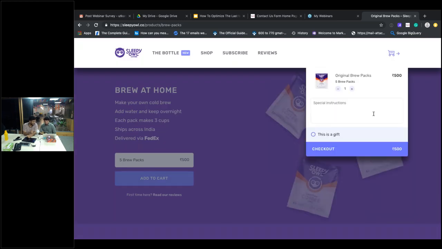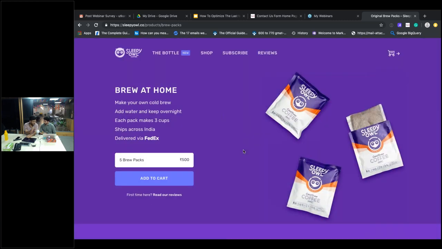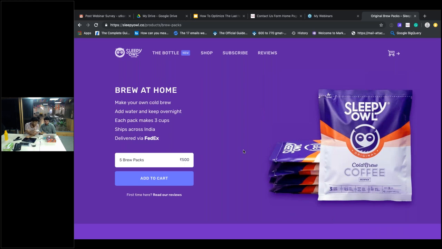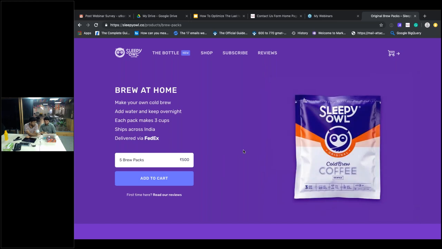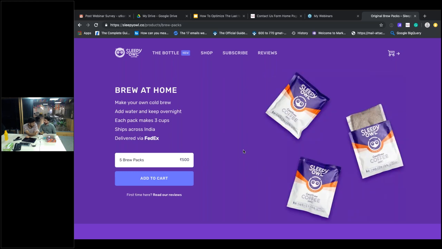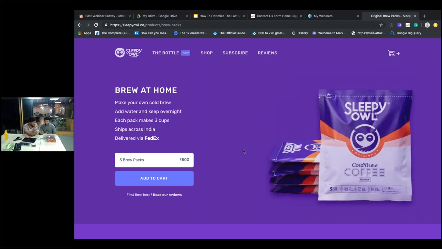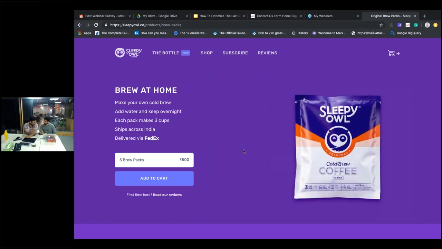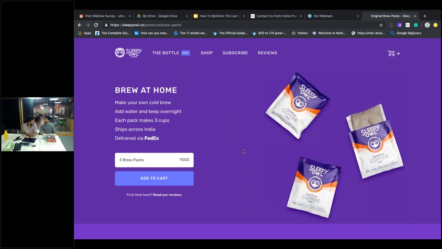It's an Indian brand. So if you can just go back. So having the brand right at the center of the images that are being shown, I think that is pretty cool. The brand is right there, and that's very vibrant. And brew is something that you feel is very hard to make. I have to keep it overnight and stuff like that. It's a lot of effort. But they have laid out the steps of that friction, that it's extremely easy. You just put your cold brew, add water, keep overnight. Each pack makes 3 cups, and then you have the enticing packs right on the right side.